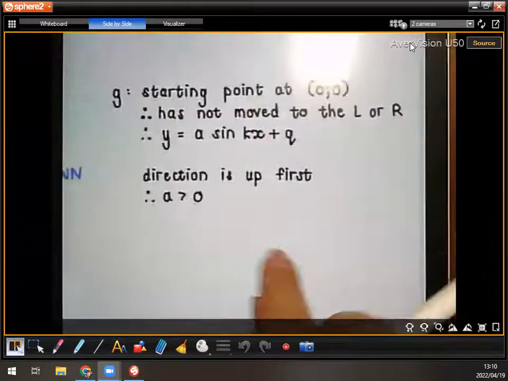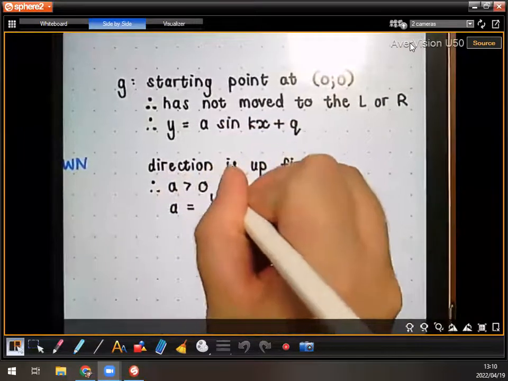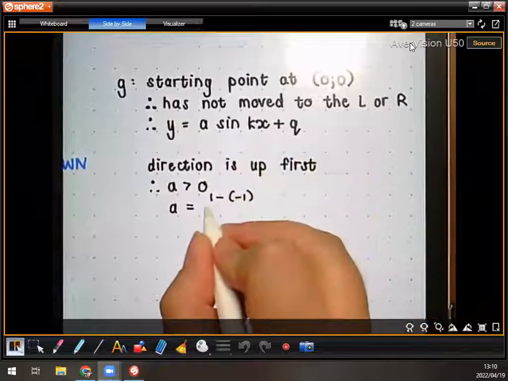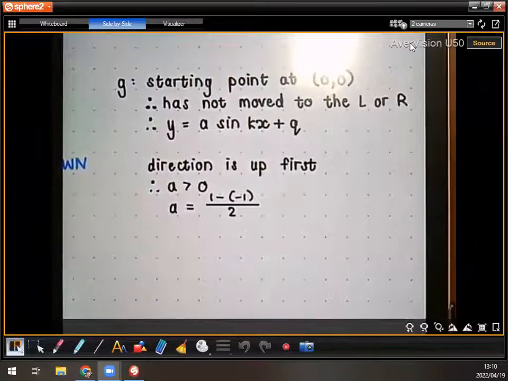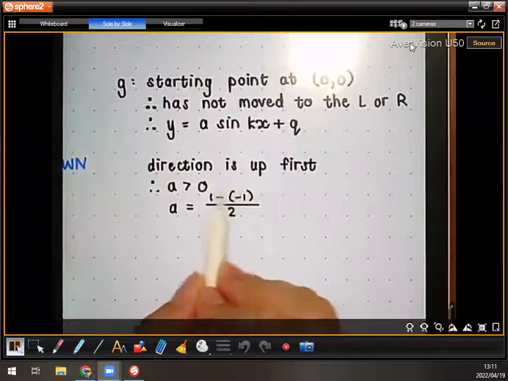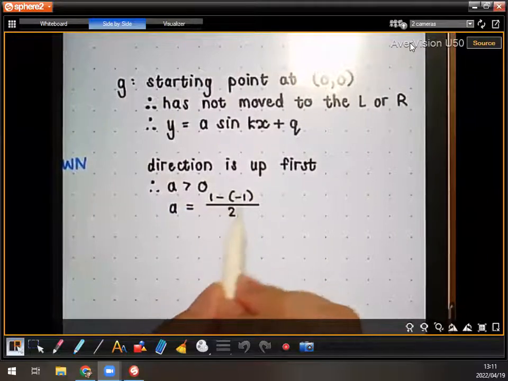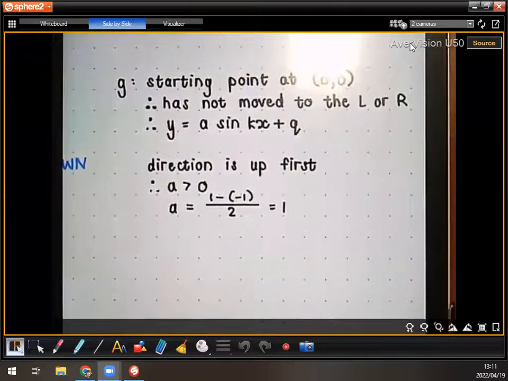Okay, so the A value is going to be 1 minus -1 over 2, that's the numerical amplitude. Now remember, minus becomes a plus, so this is actually 1 plus 1, which is 2, and 2 divided by 2 is 1. So the A value for this graph is 1.